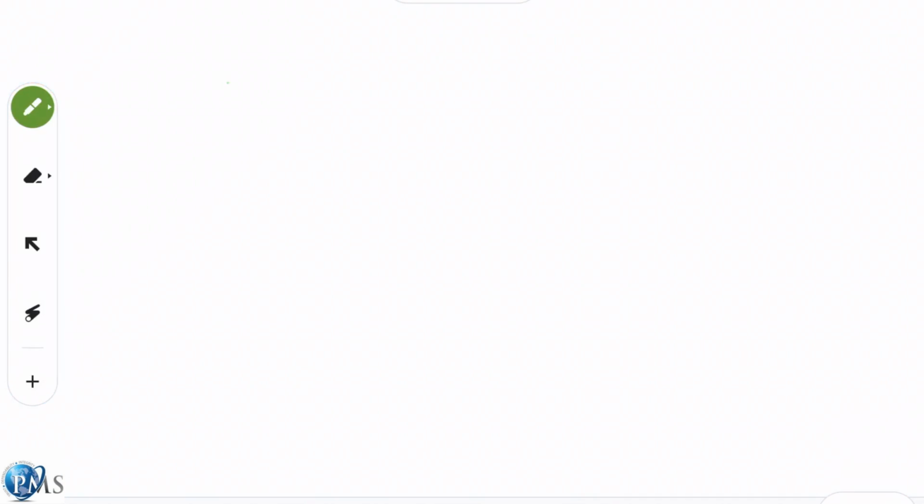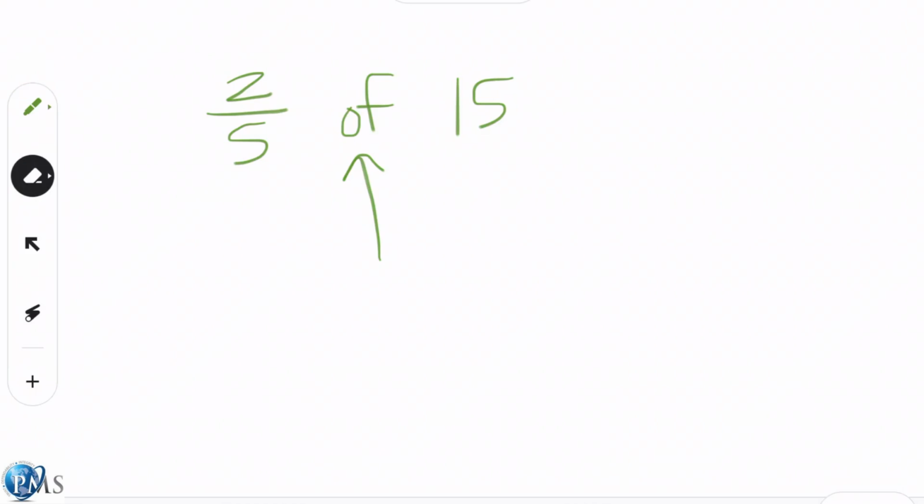So I'm going to write out the same problem, 2/5 of 15. Now I want to teach you something. Whenever you see that word in math, of always means multiply. Okay, of always means multiply. So in our problem here, let me erase the word of and replace it with a multiplication symbol. Okay, so 2/5 of 15 is also the same problem as 2/5 times 15.